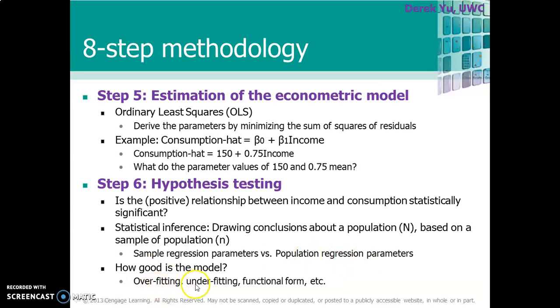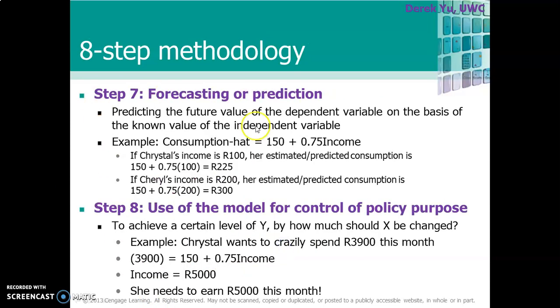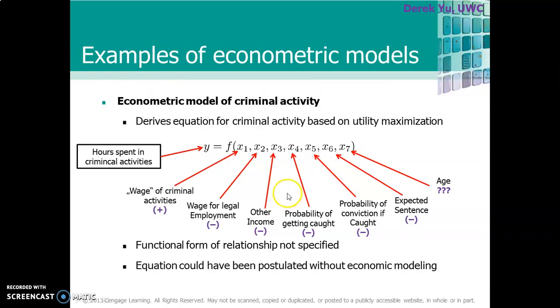And then model specification, do we use the right functional form? Do we commit underfitting? Underfitting means we exclude relevant explanatory variables, while overfitting means we include irrelevant explanatory variables. Then we can use the regression for forecasting or policy evaluation purposes, which I have discussed earlier. And then there's an example here. Okay, let's look at this. Our spend in criminal activity is a function of 7 variables.